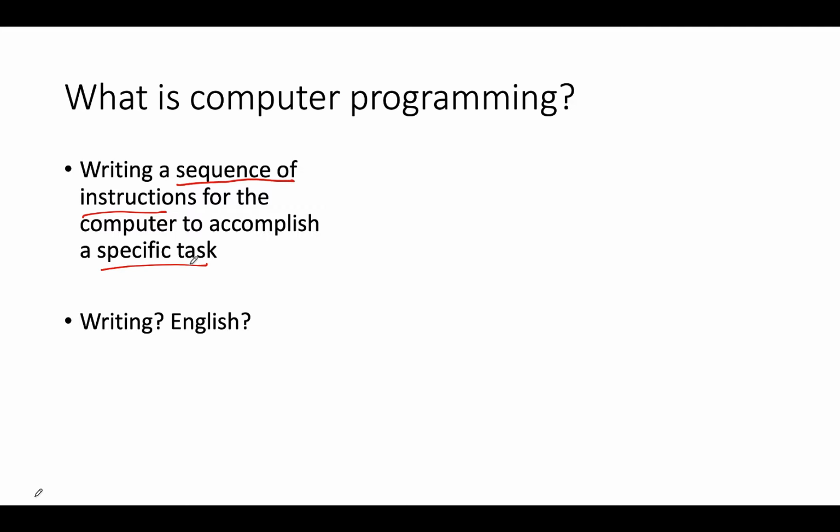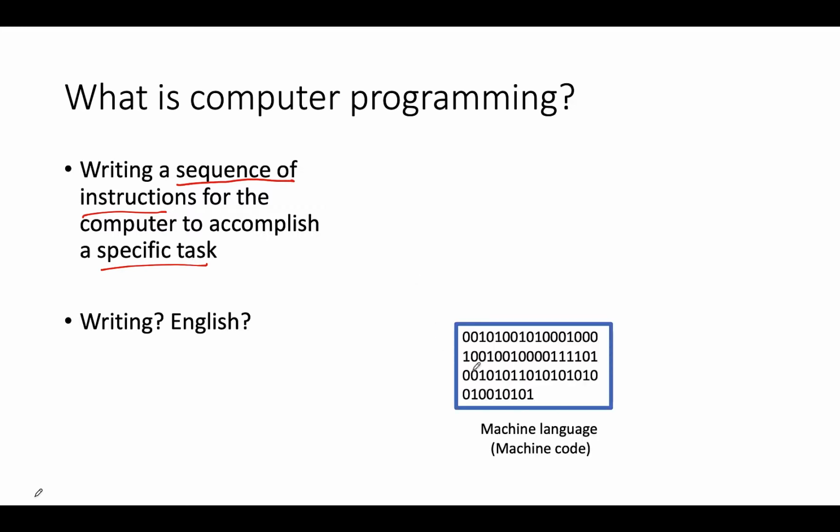Actually, computers understand one and only one language, and this language is called machine language or machine code or binary language or binary code, and it consists only of zeros and ones. But the problem is that writing a complex task in this language is very difficult and very time consuming.